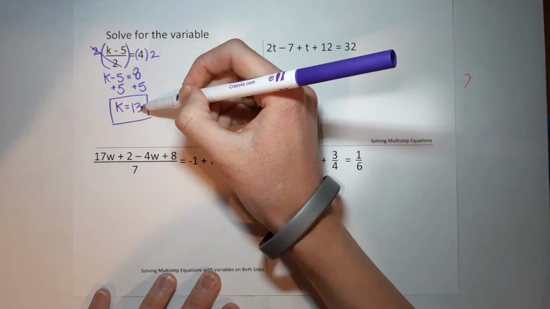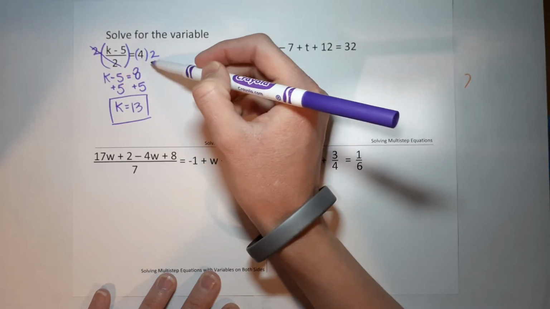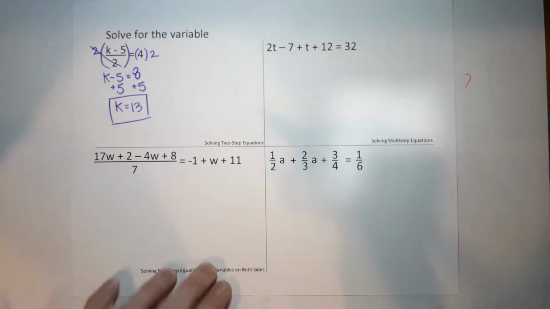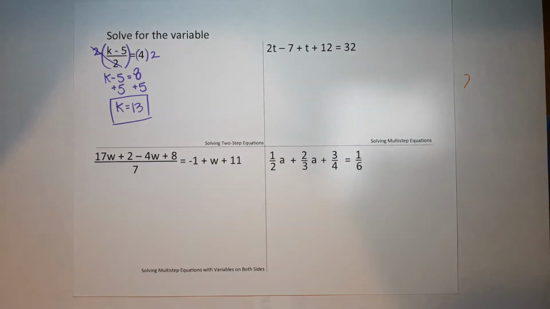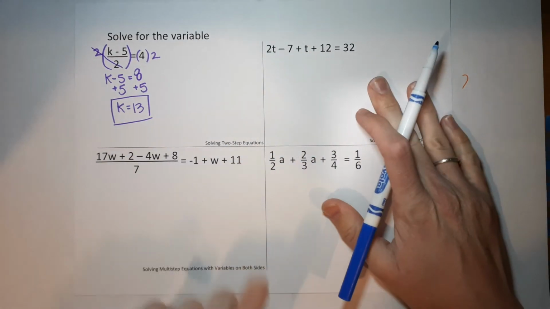I can always go plug this in here: 13 minus 5 divided by 2. Is that 4? Yes. Always go back and do that if you would like. It just gives you peace of mind that you got it right. Now, you probably have somewhere a number in front of that variable. We're going to cover that here.